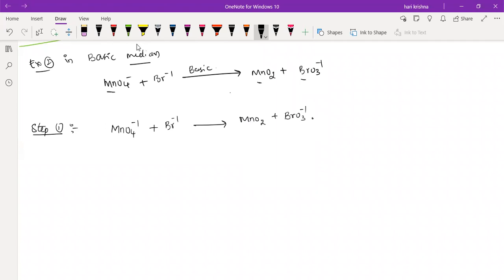What are the oxidation states? Sir, in MnO4 minus, the oxidation state of Mn is plus 7. Very good. Okay, next, MnO2. What about MnO2? Plus 4, because oxygen is minus 2, right? 2 into minus 2 equals minus 4. So x minus 4 equals 0, x equals plus 4.